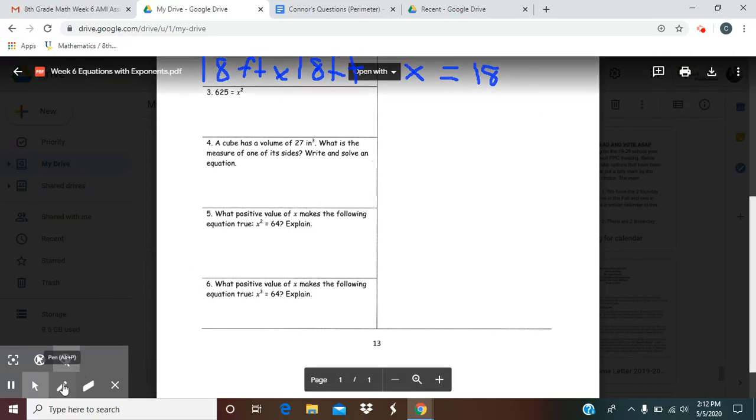So a formula we can use to find the volume of a cube is s cubed, or the length of one side times itself 3 times. So raised to the 3rd power. And in this case, I know that is equal to 27.